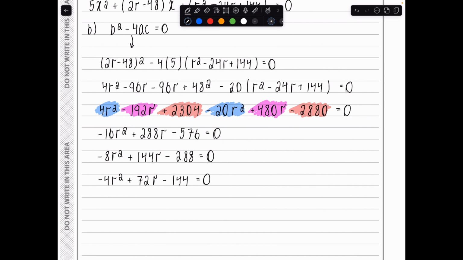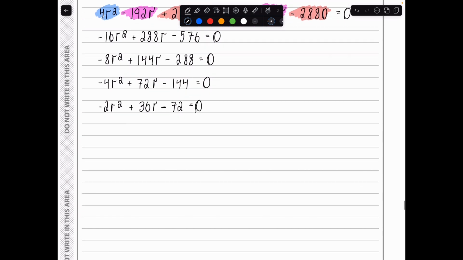Everything's still even, so let's do it again. So we have minus 2r squared plus 36r, take away 72 is equal to 0. Once again, everything is still even, so let's do that again. So in this case, instead of dividing by 2, let's divide by negative 2. So then we get r squared minus 18r plus, and then in this case, minus 72 divided by minus 2 is the same as positive 36, and that's equal to 0.